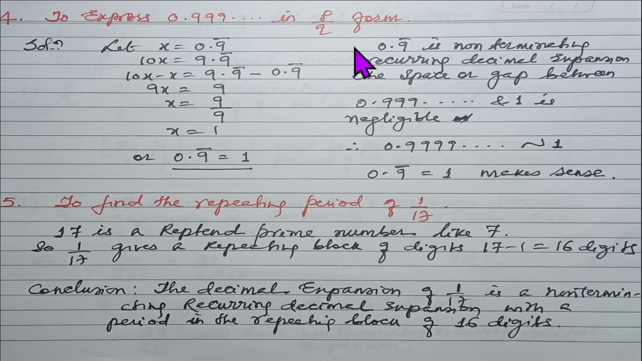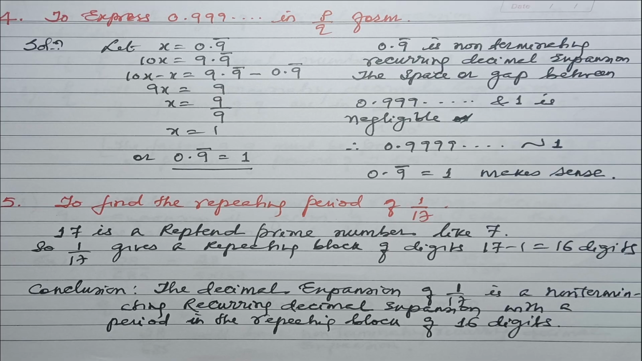Now very interestingly, the value of 0.999 is 1. 0.9 bar is a non-terminating recurring decimal expansion. The gap between 0.999 and 1 is very negligible, and therefore the approximation of 0.999 unending will be 1 only, and therefore the value of 0.9 bar is always 1. Remember that.